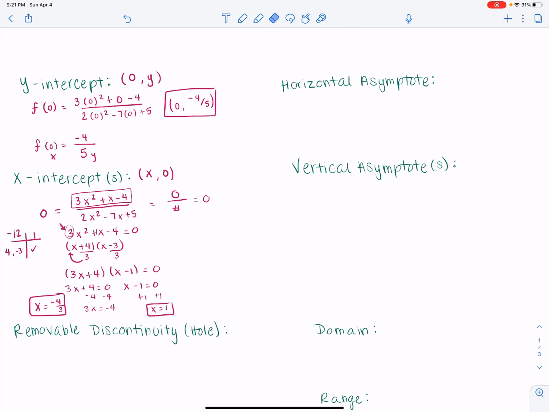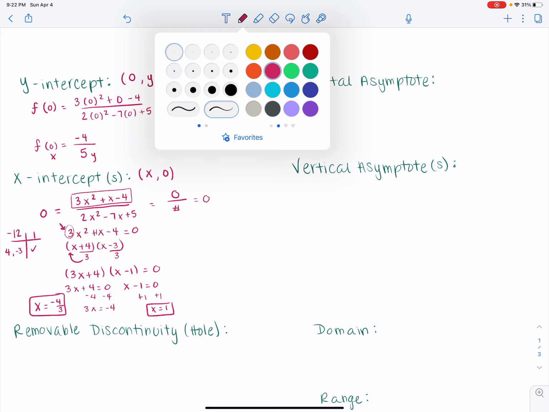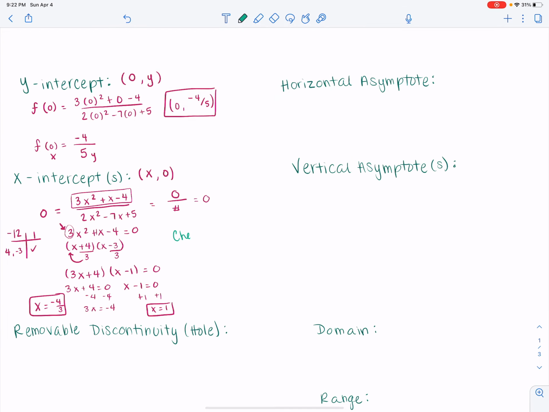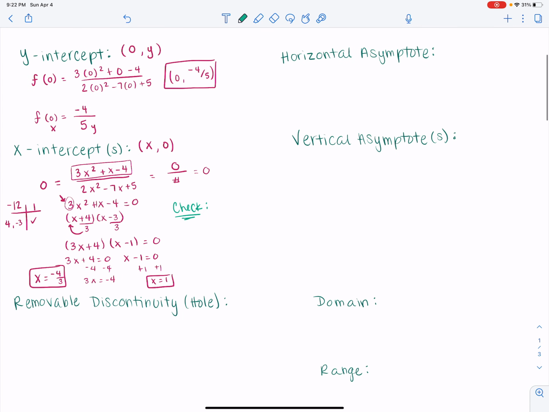Now, here's a big deal. You cannot say that either of these are the x-intercept until you check. So you've got to check. Because if one of these numbers that made the numerator 0 also makes the denominator 0, then it is not good. Because remember, in a fraction, if you have something over 0, that's undefined. So I need to check and make sure that these x values don't make the denominator 0. So 2x squared minus 7x plus 5.